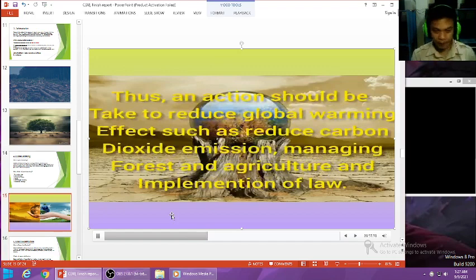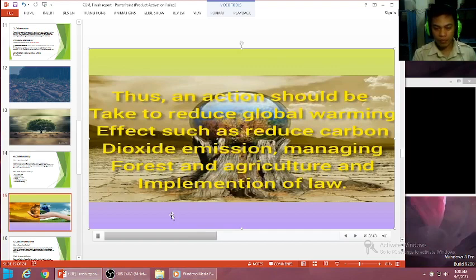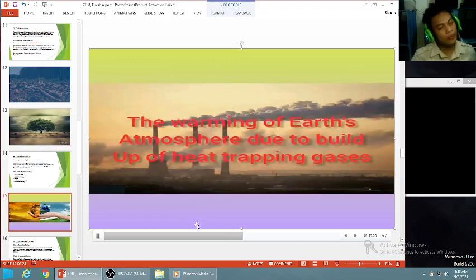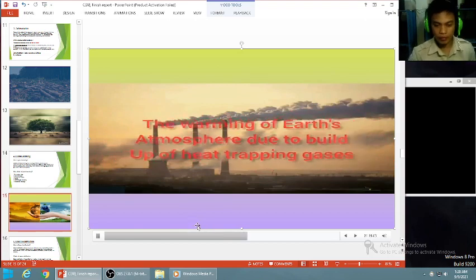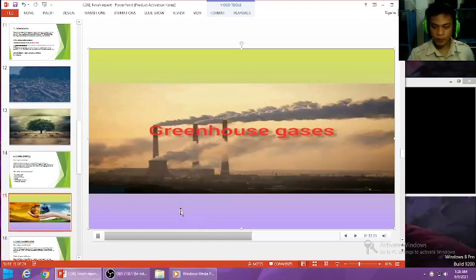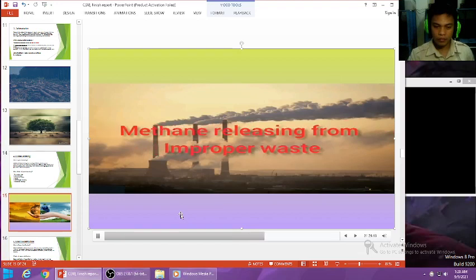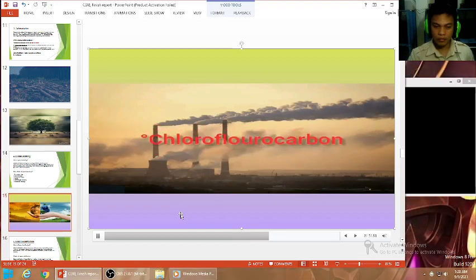Rules and actions should be taken to reduce global warming effects, such as reduced carbon dioxide emission, managing forest and agriculture, and implementation of law. Greenhouse effect: the warming of Earth's atmosphere will build up heat-trapping gases. Greenhouse gases: first, CO2, methane, and chlorofluorocarbon.